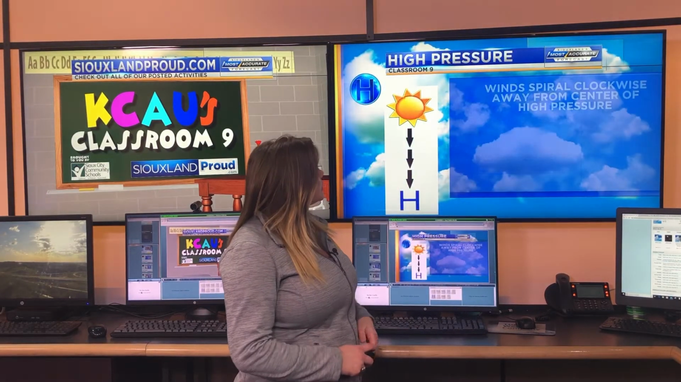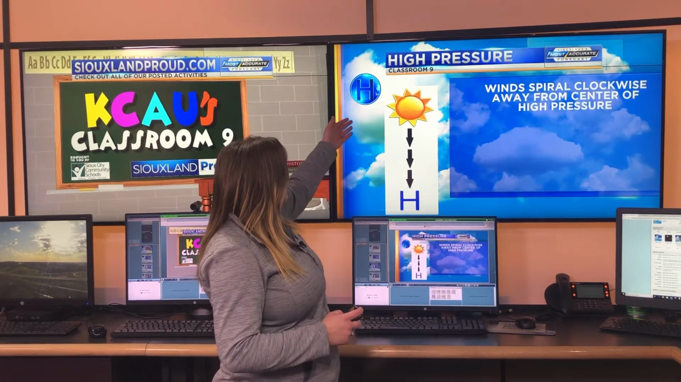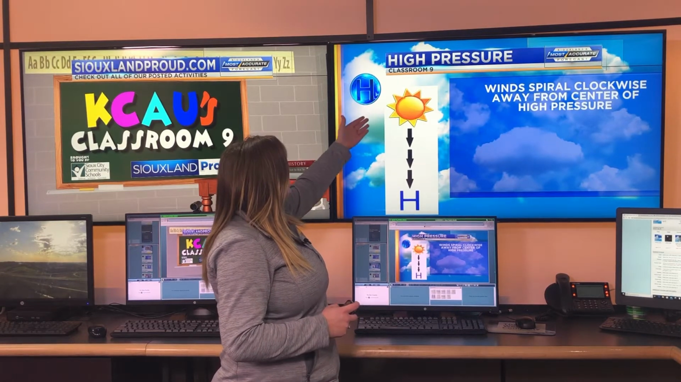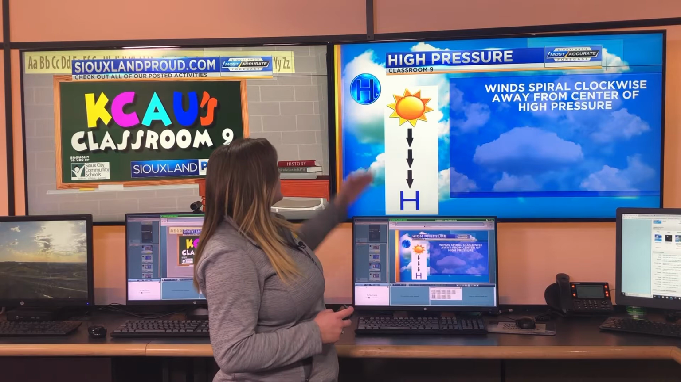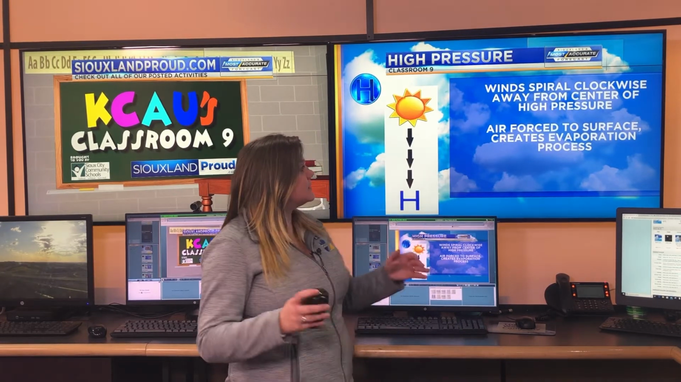Starting with high pressure, winds spiral clockwise away from the center of a high-pressure system. Winds will always go from high pressure to low pressure, and they always spin in a clockwise rotation out of the high-pressure system. You can see that little animation here with these arrows going around in a clockwise rotation. So as they spiral out of the high-pressure system, they spiral into the low-pressure system. With the high-pressure system, air is forced down to the surface, which creates evaporation.